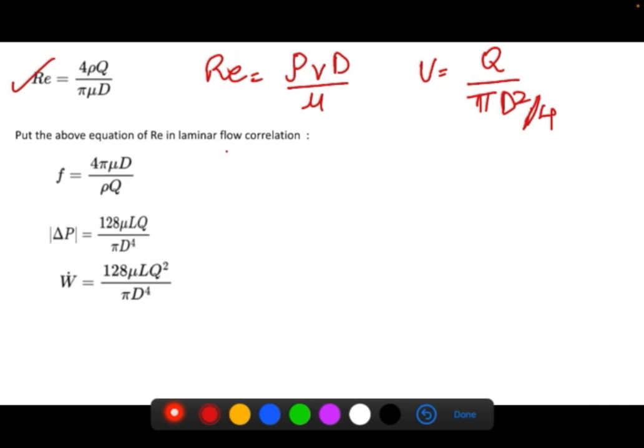Now using the above equation of Reynolds number in laminar flow correlation, that is f equals 16 by Re, we get f equals 4 pi mu d by rho Q. Similarly, we get the delta P equation equals 128 mu L Q by pi d to the power 4, and the rate of work done we get 128 mu L Q square by pi d to the power 4.